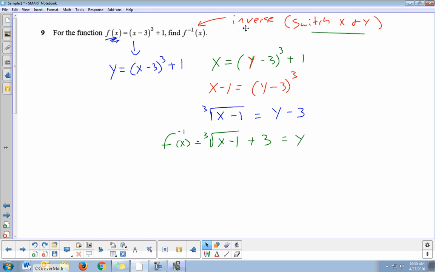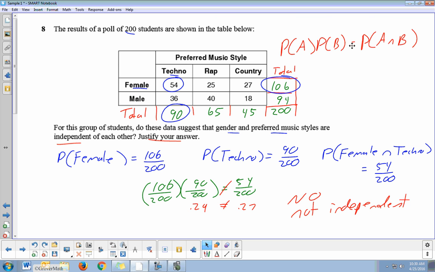And the way we do that is we switch the x and y's, and then we do the inverse operations to get y alone. So it's a big algebra question. Here, it's just knowing this formula and testing some problems out.